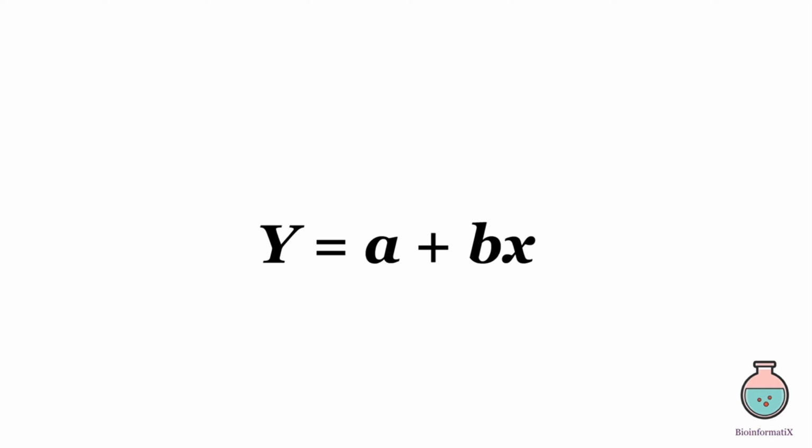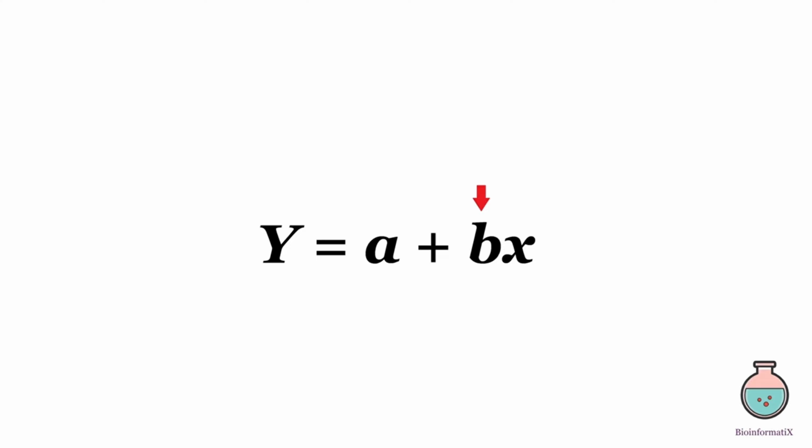The equation for a linear regression model is represented as y equals a plus bx, where y is the dependent variable, a is the intercept, b is the slope coefficient, and x is the independent variable. The intercept a represents the value of y when x is equal to 0. It indicates the starting point of the linear regression line, which is the point where the line crosses the y-axis.